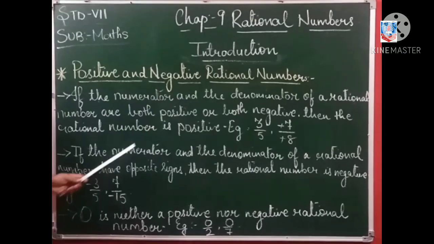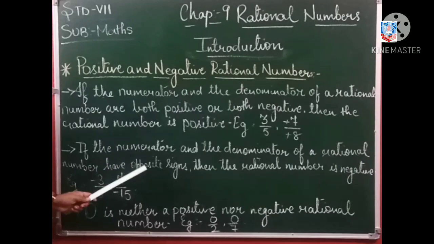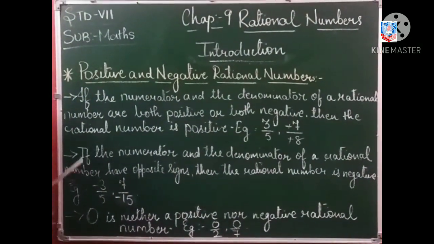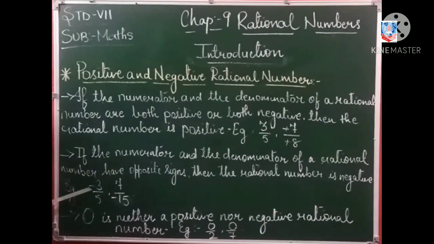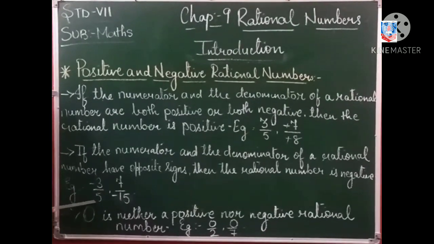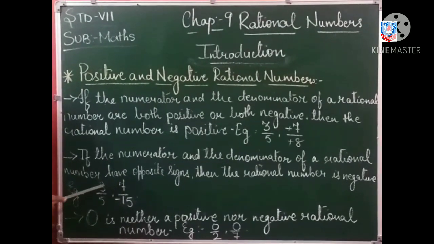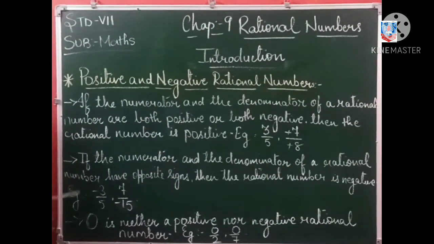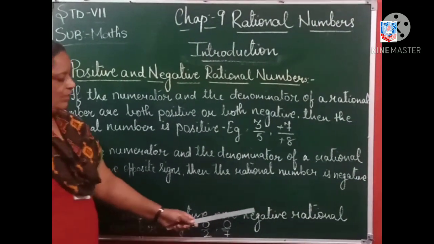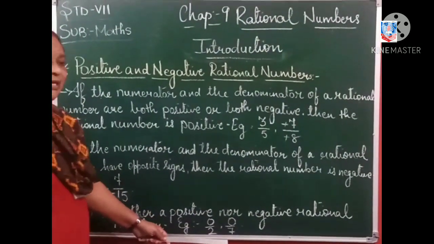If the numerator and the denominator of a rational number have opposite signs, then the rational number is negative. Now see, opposite sign. See here, the numerator is negative, denominator is positive. If here numerator is positive, denominator is negative, that means they are said to be negative. Now 0. 0 is neither a positive nor a negative rational number. Example, 0 by 2, 0 by 7.